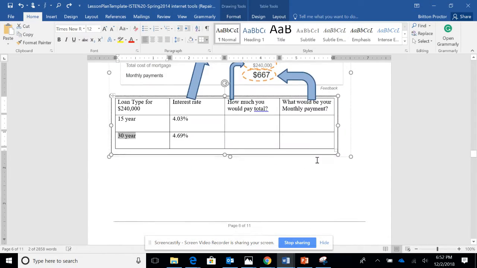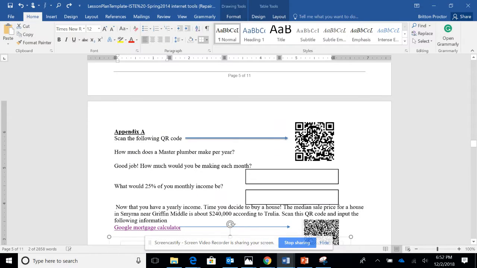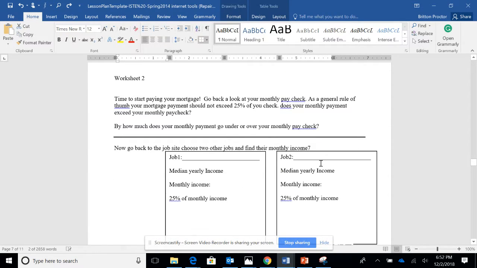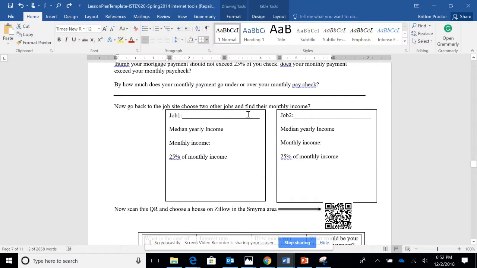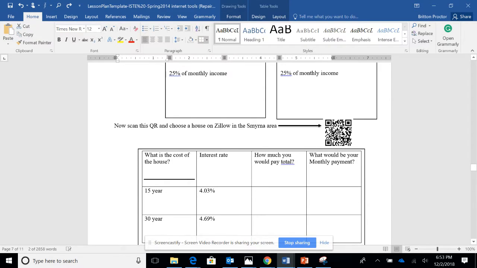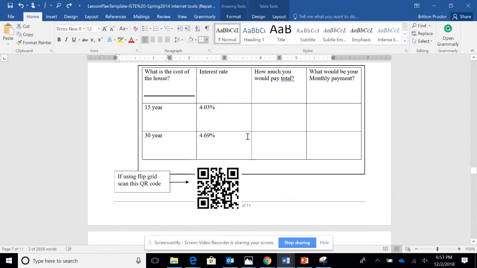On the second page, the students were to choose two of their own jobs, and they were to scan this QR code right up here, which goes to payscale.com and gives them the average of the two jobs of their choice. And they would then write down all the information needed for those two, and then select a house somewhere in Smyrna, which is where my school is located. And they would then write down all the required information for those houses.